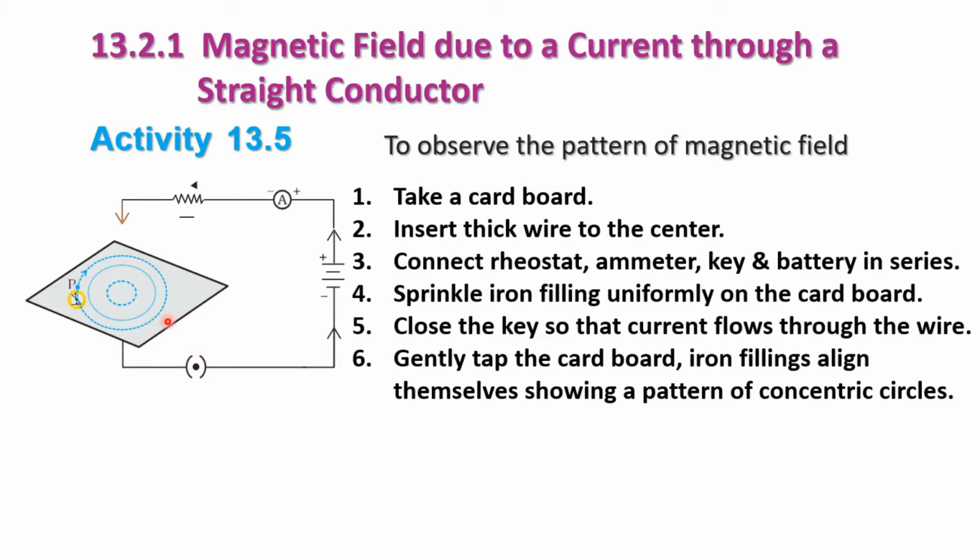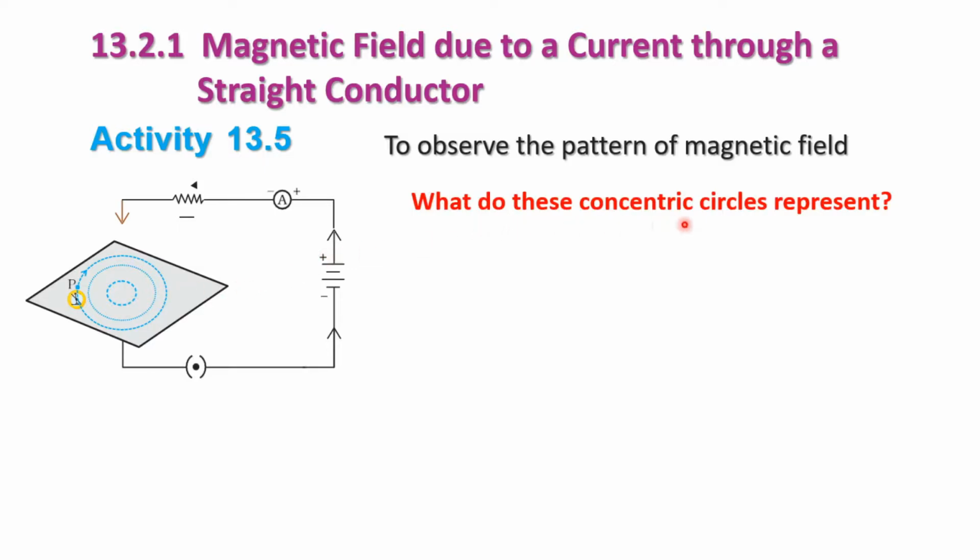Now do you know what is meant by concentric circles? Concentric circles have the same center but different radii. What do these concentric circles represent? See here, a smaller circle, then a bigger circle, then a bigger circle, like this. The iron filings are arranged. They represent magnetic field lines. So these concentric circles are what? They are magnetic field lines.